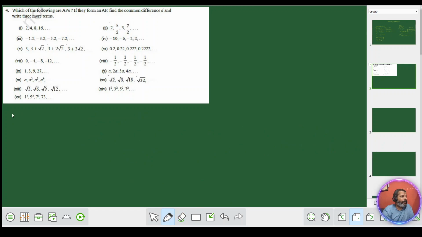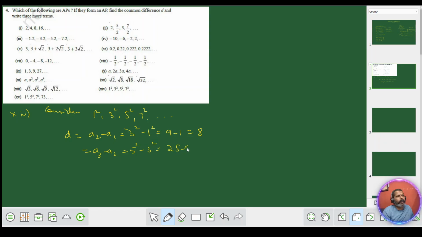We'll see the 14th. Consider 1 square, 3 square, 5 square, 7 square, dash, dash, dash. Okay. So D is A2 minus A1, 3 square minus 1 square, that is 9 minus 1, 8. A3 minus A2 is 5 square minus 3 square, that is 25 minus 9, 16. So D is not constant. Therefore, given is not in AP.